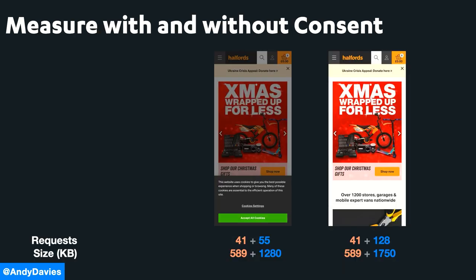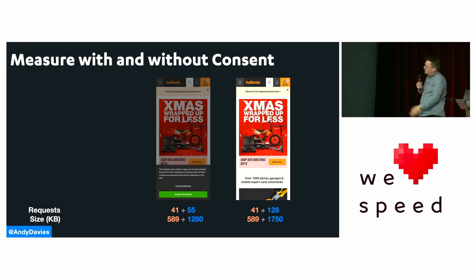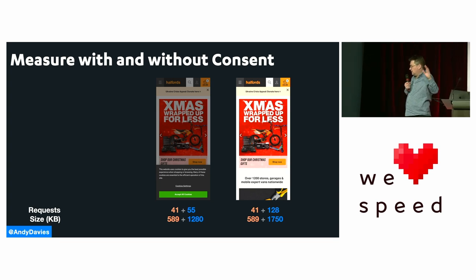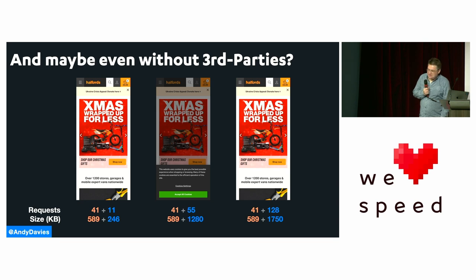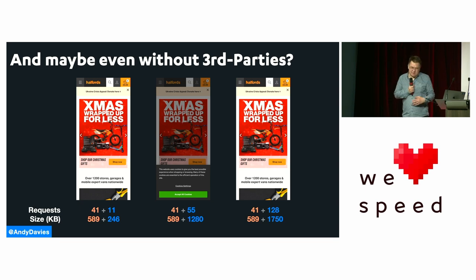Measure with and without consent, because there's a big difference. Halfords in the middle has 55 third-party requests without consent because it uses Typekit and its images come from a third-party service. It uses 128 third-party requests when consent is given. But when we test with just the stuff we need, we actually find there's only 11 third-party requests. So test with and without.